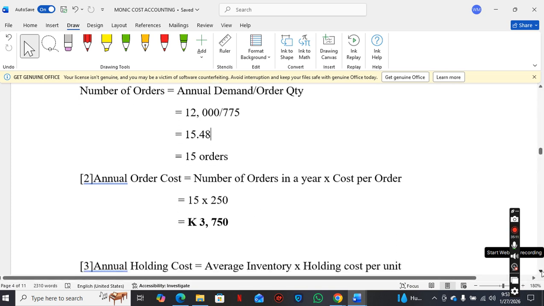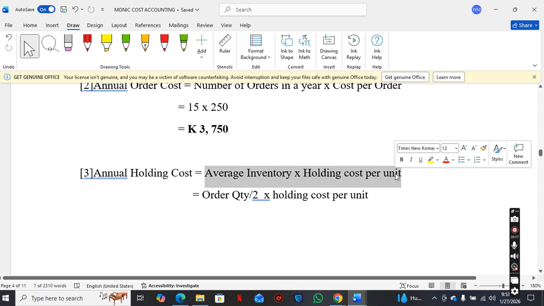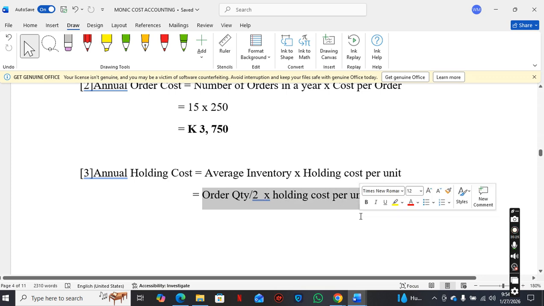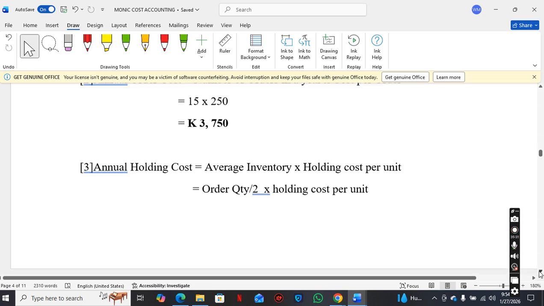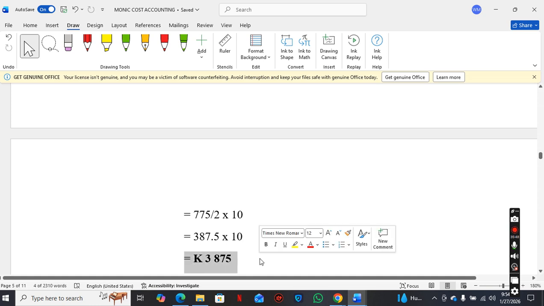Annual holding cost, the average inventory multiplied by your holding cost per unit. So our average inventory is our order quantity divided by 2 multiplied by the holding cost per unit. So our order quantity is 775 divided by 2, which is 387.5, multiplied by our holding cost per unit, which is 10. So we get 3,875 as our annual holding cost.